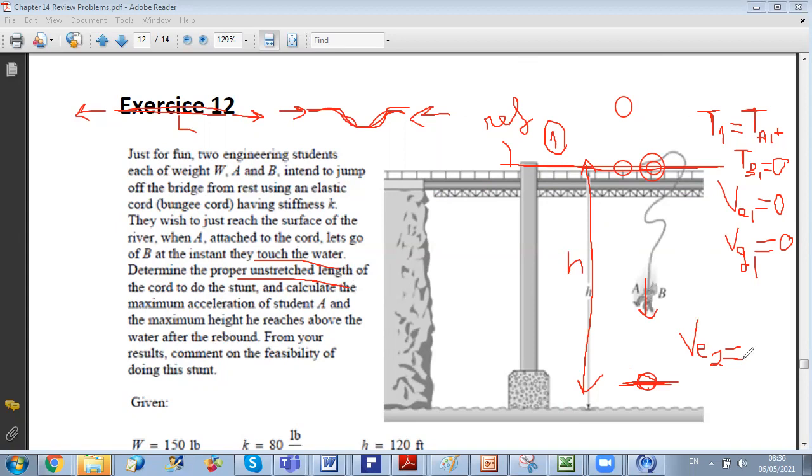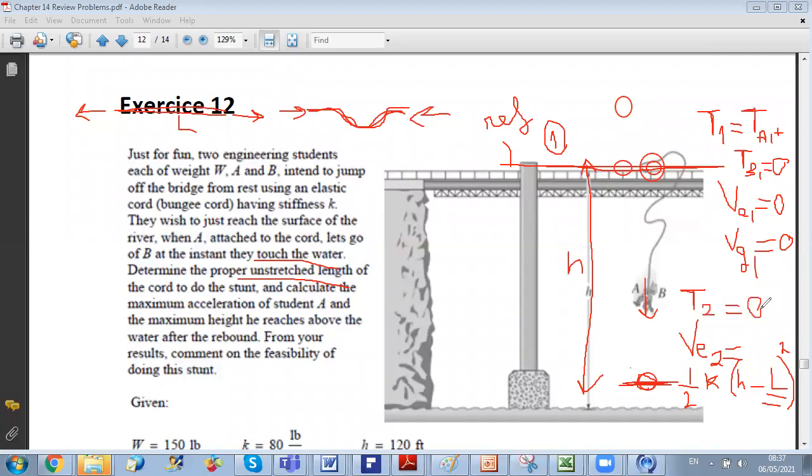So V elastic at state 2 is equal to half K, the stiffness of the cord which is given, times H, which is the total length of the cord, minus L, which is the unstretched length of the cord, squared. Okay, so this is the elastic energy expressed as a function of L. Concerning the kinetic energy, as you said, to have a smooth jump without a collision with the water we should have T2 equal to 0.